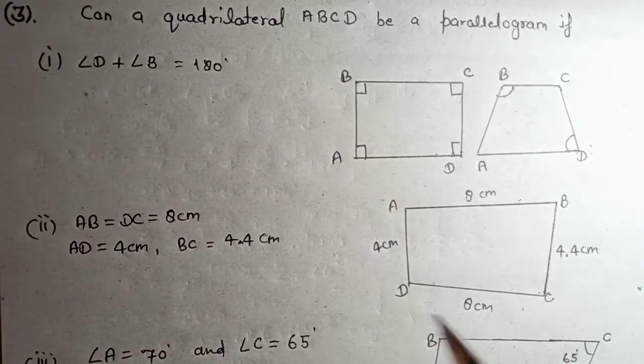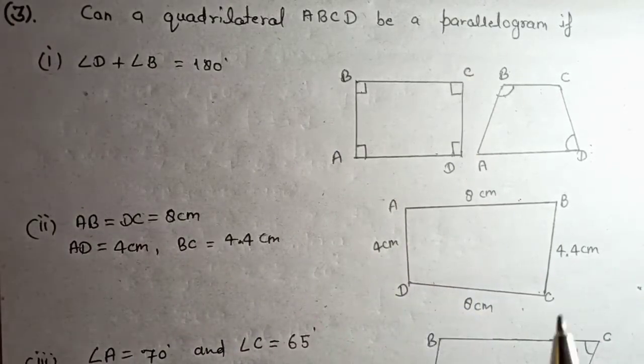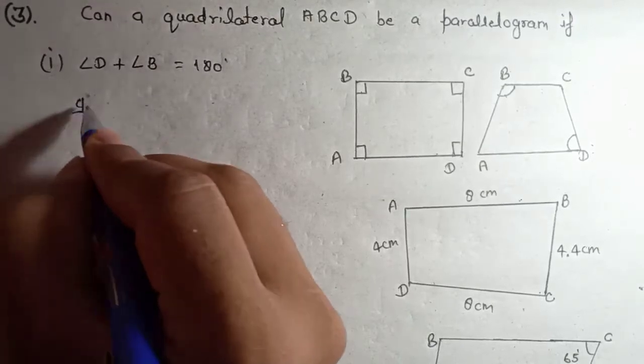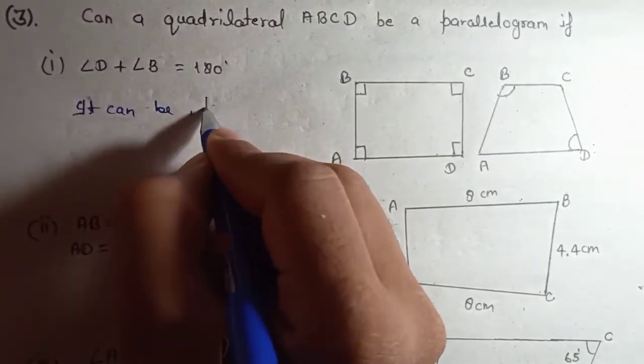So it is not necessary the sum of opposite angles is equal to 180. You consider this is a parallelogram. This is not crucial. So you should write it can be, but need not to be.